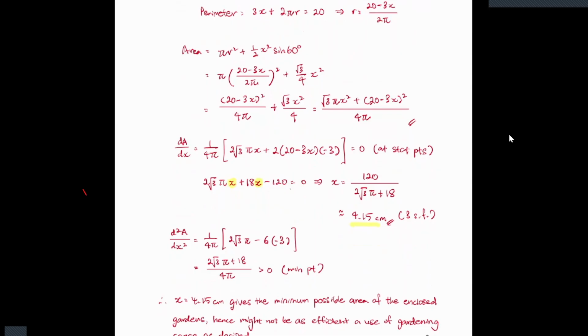The main marking point for this is that you observe it gives you the minimum possible area. Then the back part you just English it up. Just think of it as why the gardener wouldn't want this. That's not the main focus. The main focus is this one. The back part is quite flexible. Just give a reason why the gardener would not like a minimum possible area.